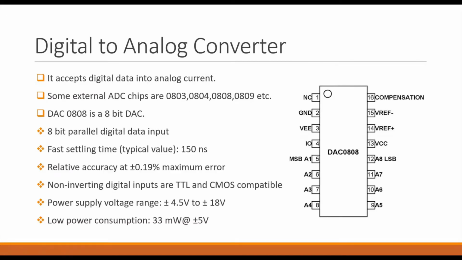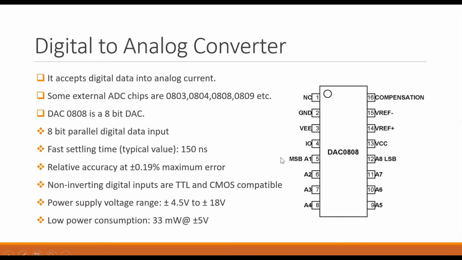Now the DAC that we are going to consider is the DAC 0808. Again, it's an 8-bit DAC. It has 8-bit data lines, that is A1 to A4 with A1 as the MSB, and A5 to A8 with A8 as the LSB. Again, you have VCC, the supply voltage. It requires a supply voltage of 4.5 volt to 18 volt. Then VEE, V reference plus, V reference minus, ground, no connection, and compensation. Rest of the things are the same. The only difference is the IO.